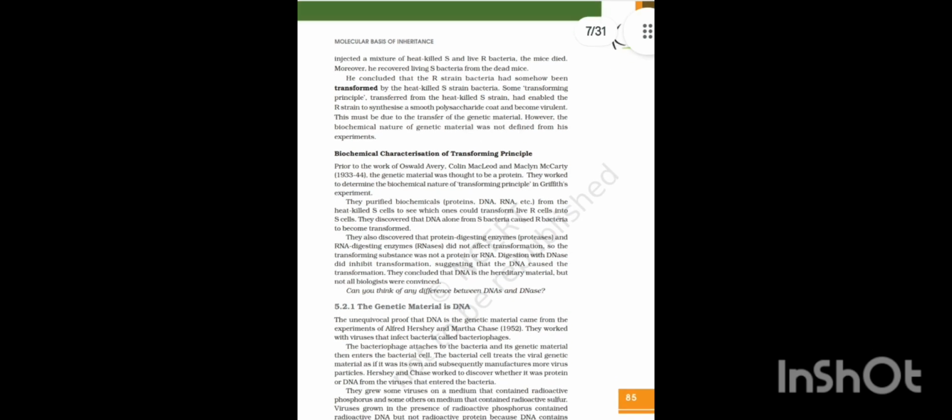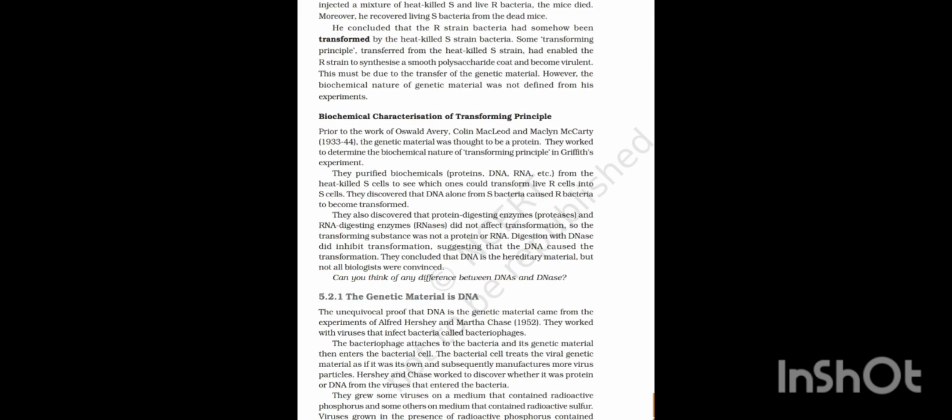Then, the biochemical characterization of the transforming principle. Prior to the work of Oswald Avery, Colin MacLeod and Maclyn McCarty, the genetic material was thought to be protein. They worked to determine the biochemical nature of the transforming principle. They purified components from the heat-killed S cells to see which one could transform live R cells into S cells. They discovered that DNA alone from S bacteria caused R bacteria to become transformed.